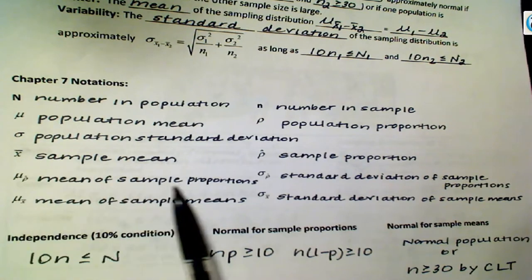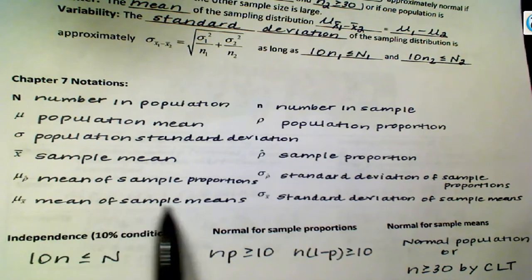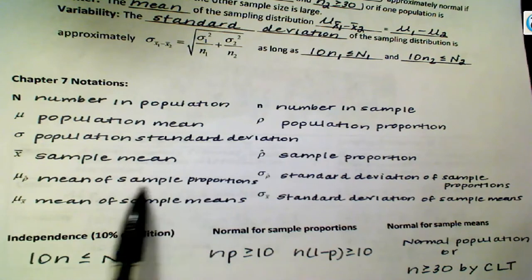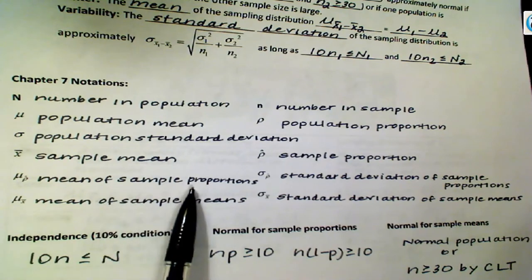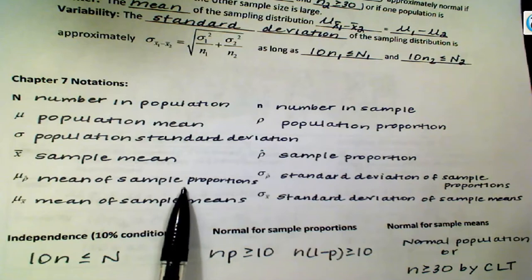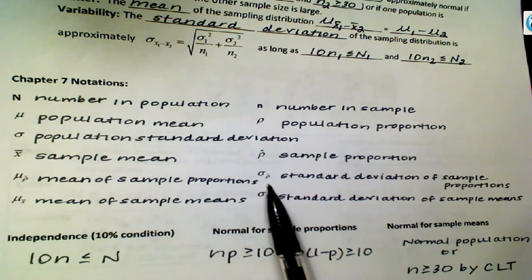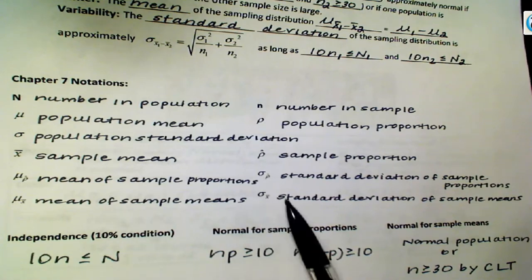This is the mean of the sample proportions. And this is the mean of the sample means. So if you did all, remember, if you did all the proportions, you calculated the mean of all the proportions, then that's what this is. And this is the mean of the sample means. And then this is the standard deviation of the sample proportion and standard deviation of the sample means.